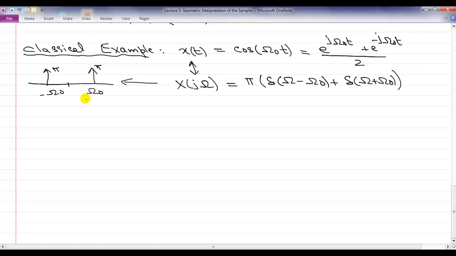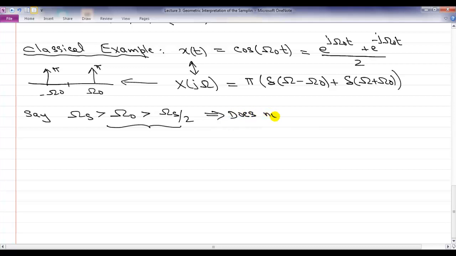So far so good. Now the question is, what happens if we sample this cosine at a rate that does not satisfy the Nyquist criterion? So the condition we will impose is that ω_s is bigger than ω_0, which is bigger than ω_s over 2. Because of this condition, we are not satisfying the Nyquist criterion.